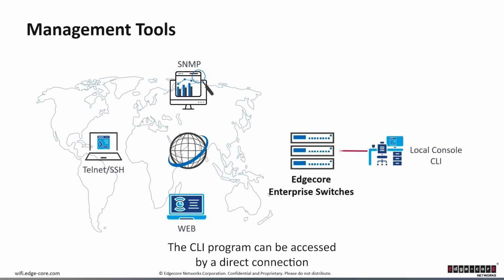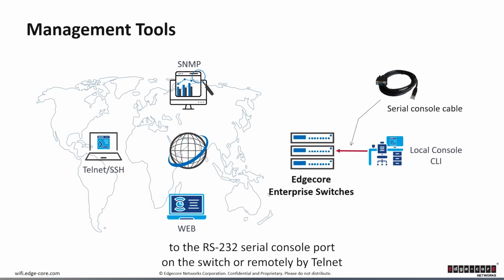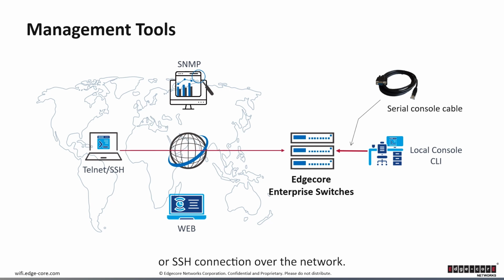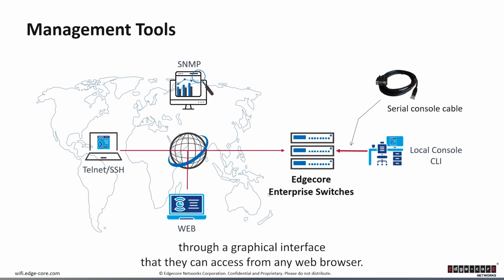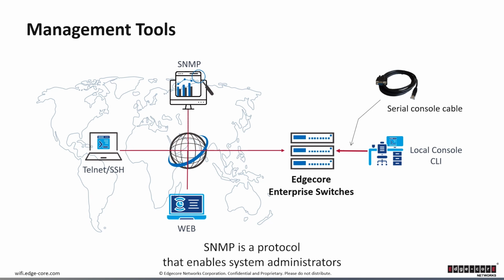The CLI program can be accessed by a direct connection to the RS-232 serial console port on the switch, or remotely by a Telnet or SSH connection over the network. With the Web UI, users can interact with the switch through a graphical interface that they can access from any web browser. SNMP is a protocol that enables system administrators to exchange information with different devices on a network.